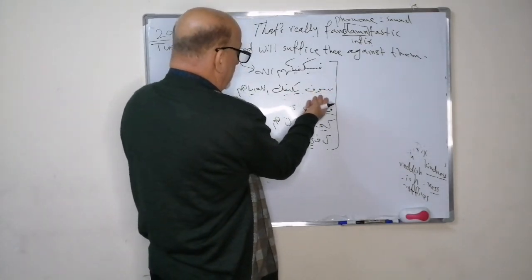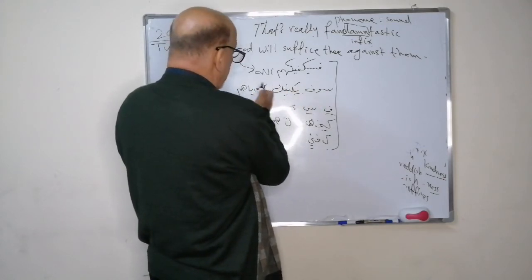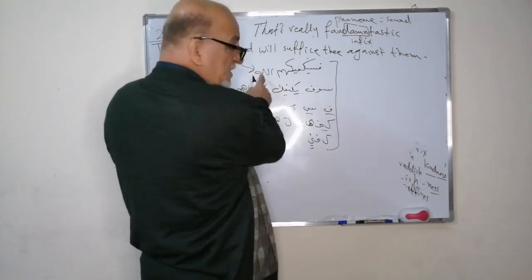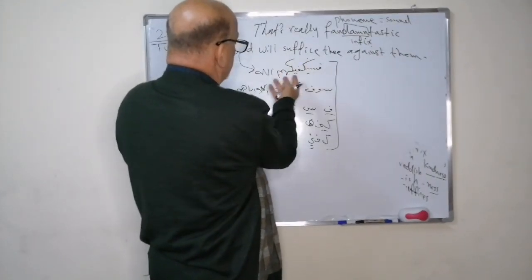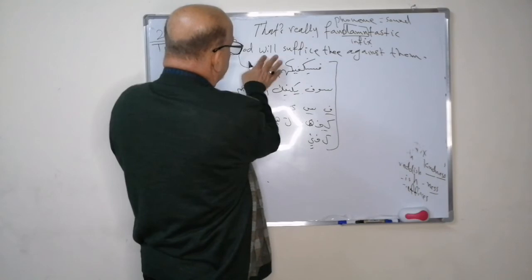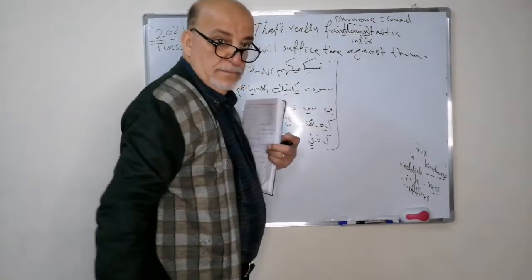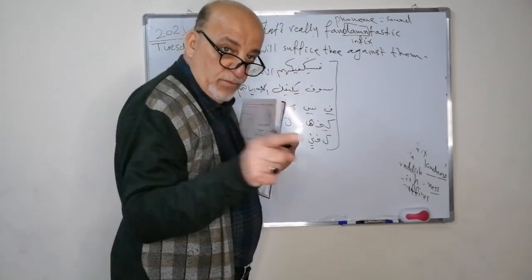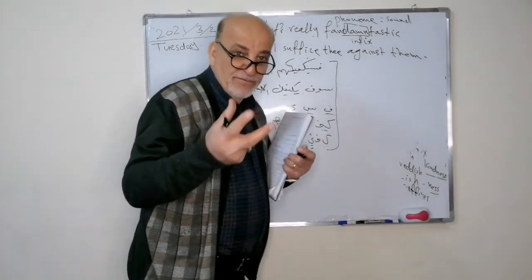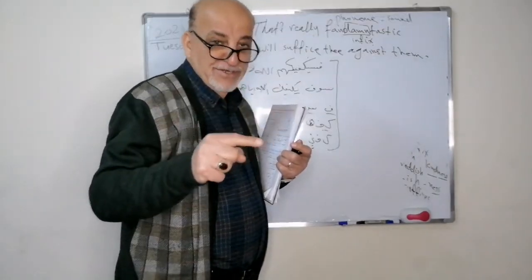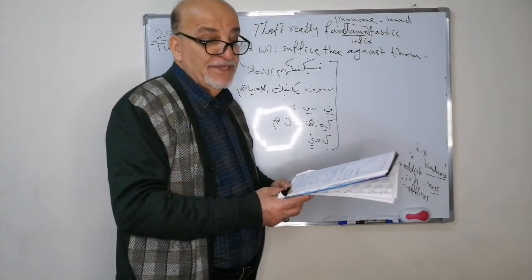Instead of saying "sawfa yakfika Allah iyyahum", or "sawfa yakfika iyyahum", of course Allah has to be separate here. So this is one word which I translate into "will suffice the against them", five words. So 5 words in English, 1 word in Arabic. There is an opposite of this: 1 word in English and 3, 4, 5, 6 words in Arabic.